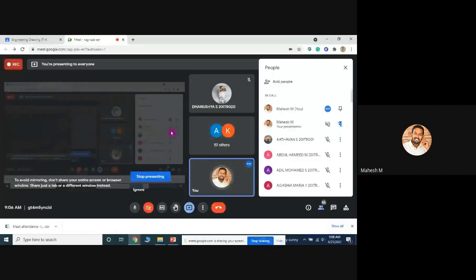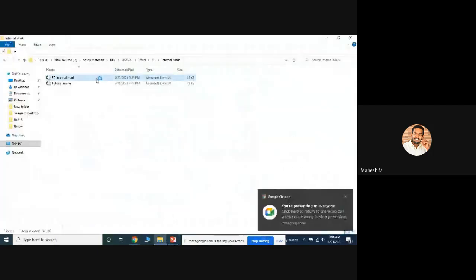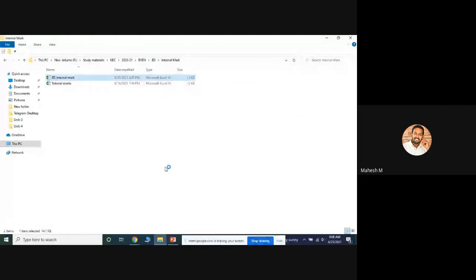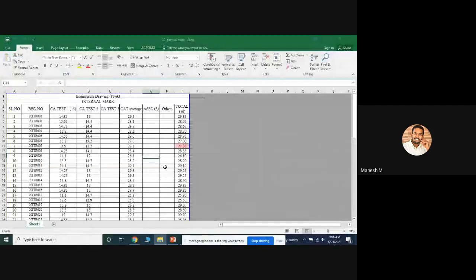I am going to share an internal mark file. In this file, you will see the marks for the exams you attend for your internal marks. The final total mark is 50. So far you have attended 2 CAT tests. Each CAT test contains 15 marks, so your 100 marks will be converted into 15 marks. The CAT average will be taken based on the best of 2 CAT exams.